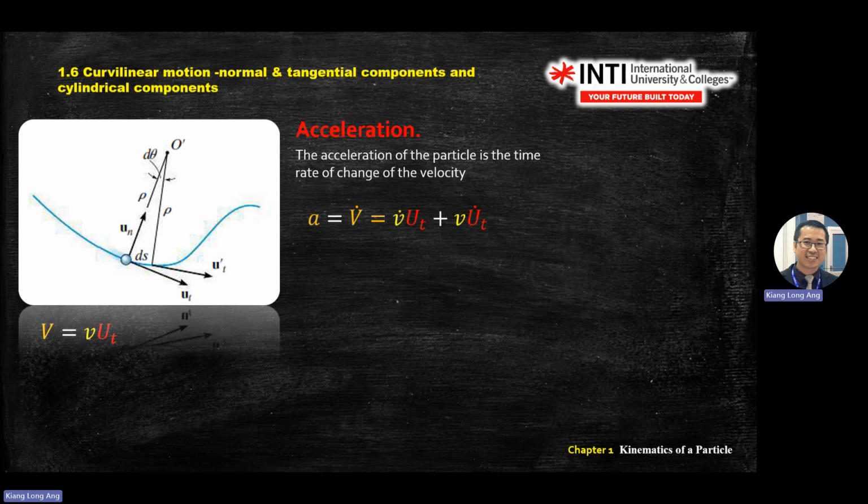So you differentiate this one, dv dt. For the first term, you remain v and differentiate the second one, dut dt, plus, go to the second one, ut, and differentiate the first one, dv dt.